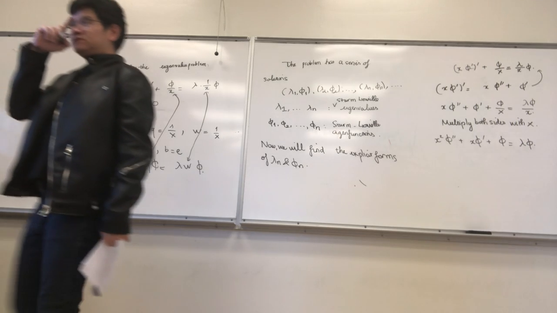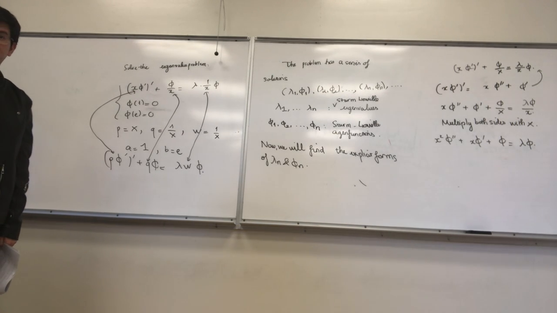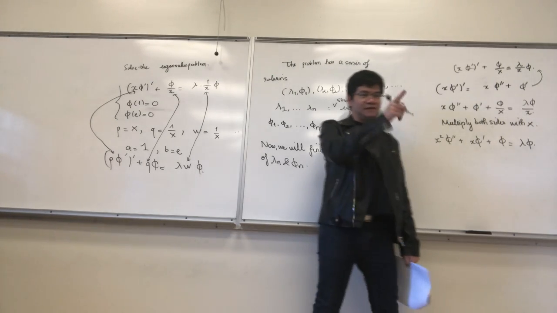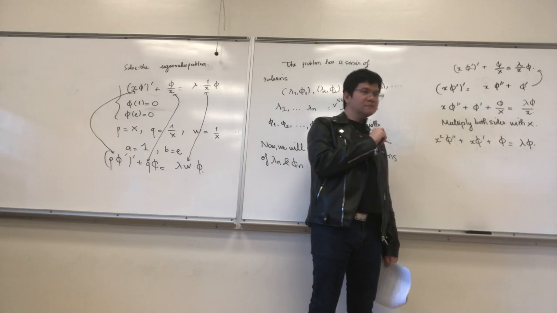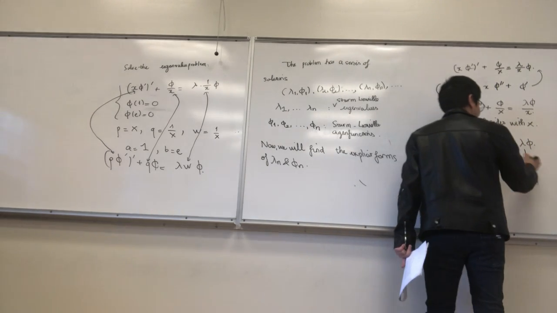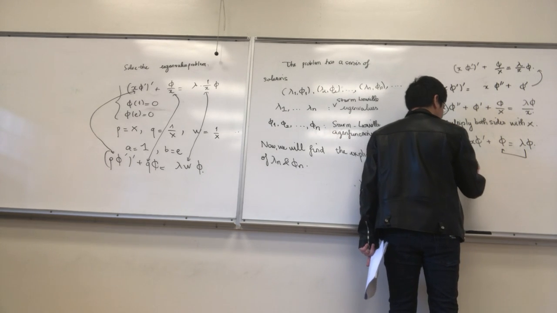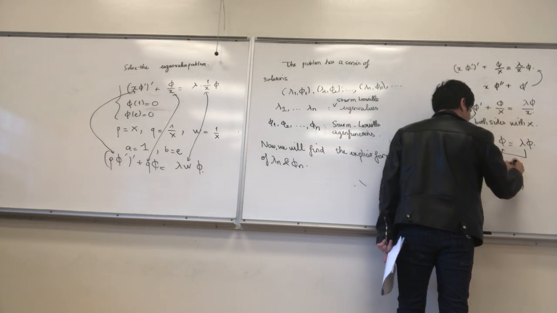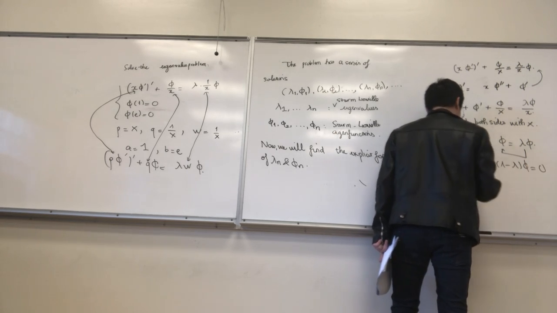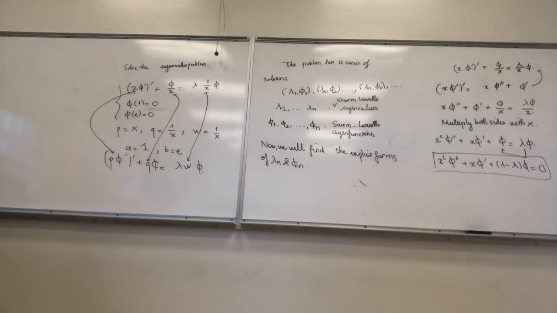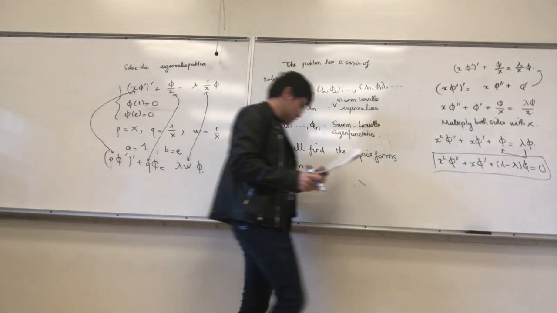Can I simplify this equation? Yes? Could we not just go ahead and start making a characteristic equation? Not yet, because I want to simplify this first. Yes? Don't you want to move the lambda phi over? So I'm going to move lambda to here, right? So I'm going to have x squared phi second plus x phi prime plus 1 minus lambda phi, and this is 0, right? And this becomes a differential equation, right? And we can use the method of characteristic.